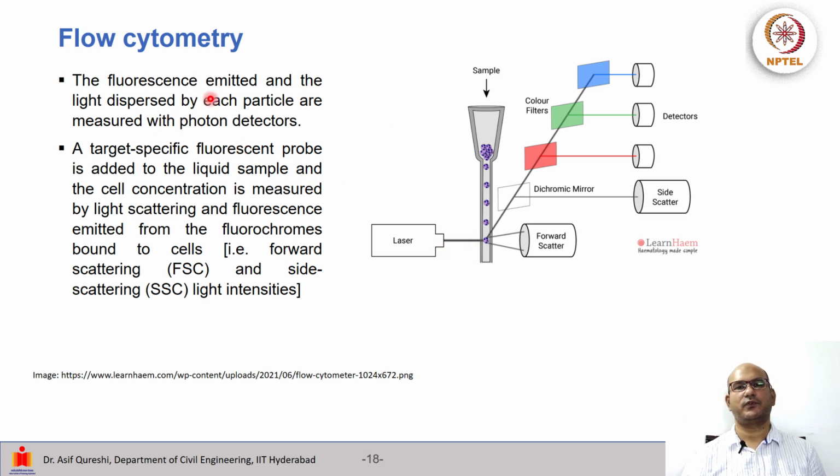Now in this method, the fluorescence emitted and the light dispersed by each particle are measured with the detectors. So a target specific fluorescence probe is added to the liquid sample, and the cell concentration is measured by light scattering and fluorescence emitted from fluorochromes bound to the cell. This is the forward scatter. So this is our beam, this is the cell, forward scatter, and these are the side scatters. So there will be forward scattering and side scattering.